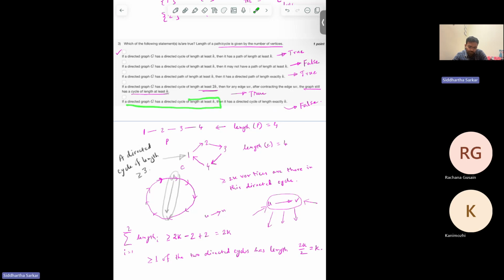So here, although it's a 4-length cycle, I'm setting k to 3. So I'm saying that this can be considered as a directed cycle of length at least 3. But then here there is no directed cycle of length exactly 3. So therefore, this statement that there must exist a directed cycle of length exactly k is not true. So therefore, this is false. Is that all right?